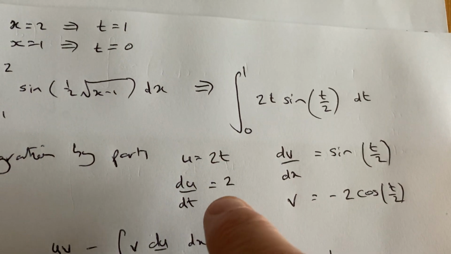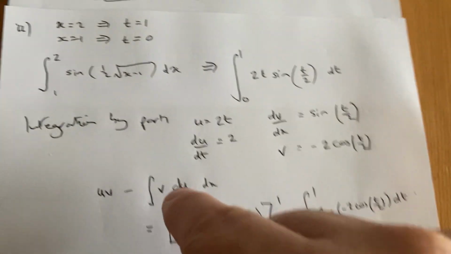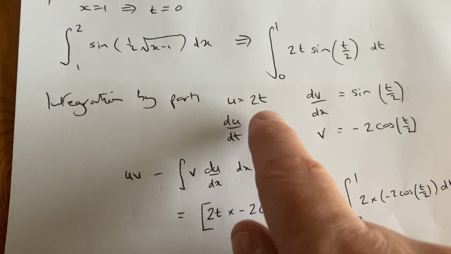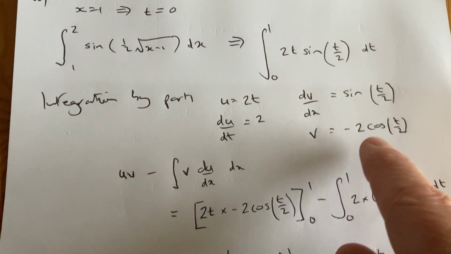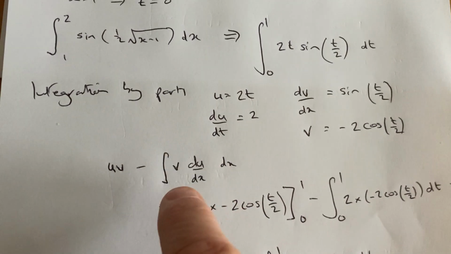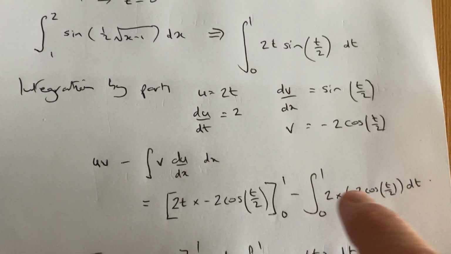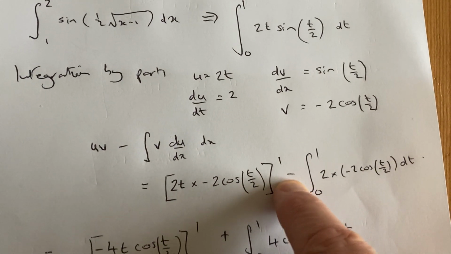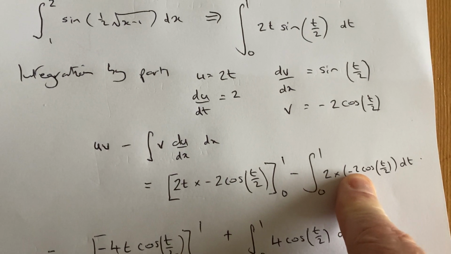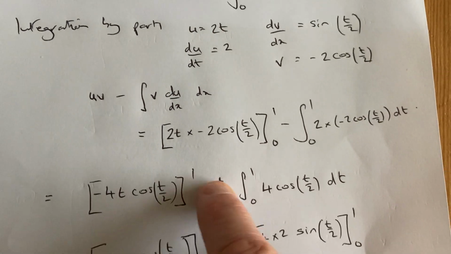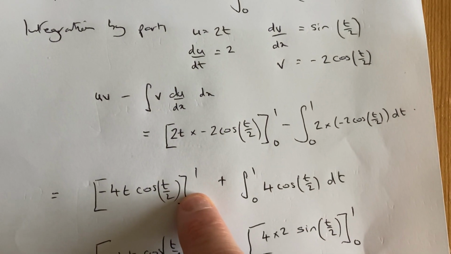The 2t needs differentiating. Here's the formula from the formula booklet for integration by parts. So the uv is 2t times minus 2 cos t over 2, there it is. And then you've got the integration of v du dx. It's got a minus here, and you've got a minus in the integration, so I'm bringing the minus out and making a plus in the middle. Limits are 1 and 0 on both of them.